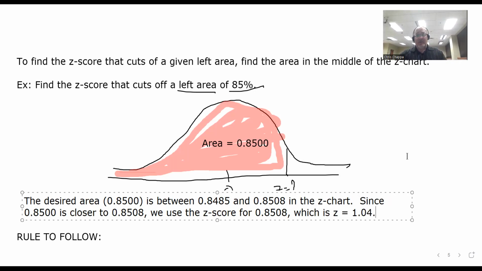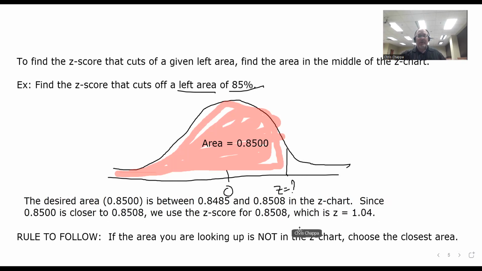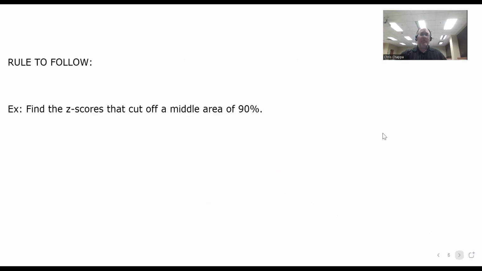It's actually not that difficult to do. Just find the area closest to the one that we're looking at. So the rule to follow is this. If the area you are looking up is not in the z-chart, choose the closest area and then use its z-score. Does raise a question. To illustrate it, let's take a look at this example. Find the z-scores that cut off a middle area of 90%. And believe it or not, this situation will occur more often than you think.